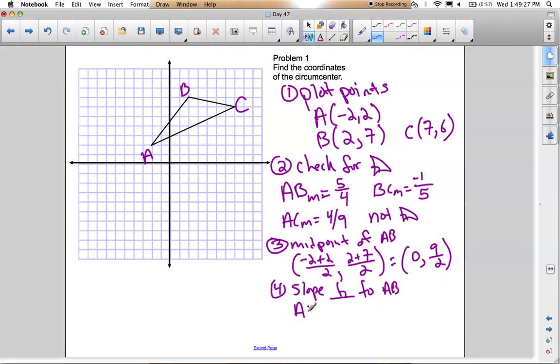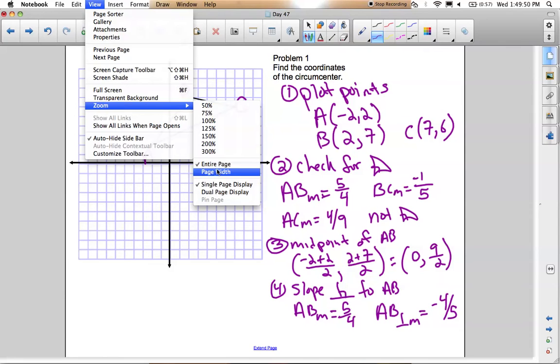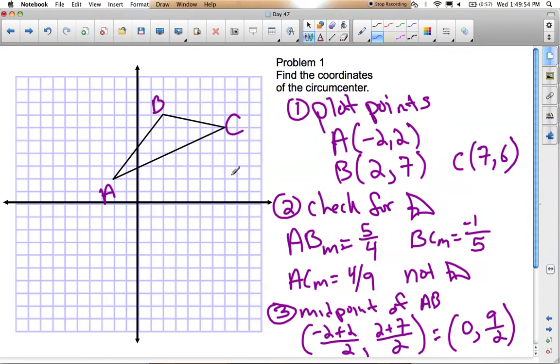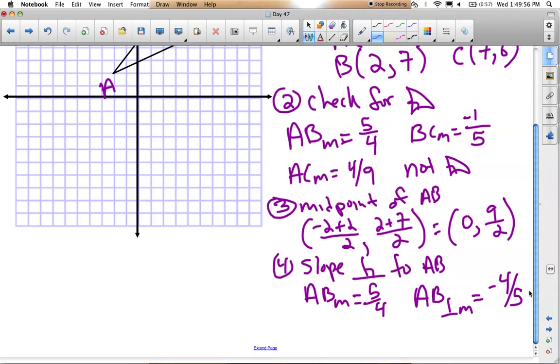Step 4, I need my slope that's perpendicular to AB. So my AB slope is 5 over 4, my AB perpendicular slope is equal to -4 over 5. Remember, perpendicular slopes are opposite reciprocals of one another. I'm going to zoom in here. Scroll down. Okay.